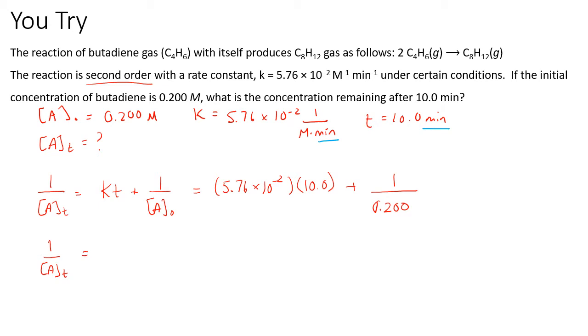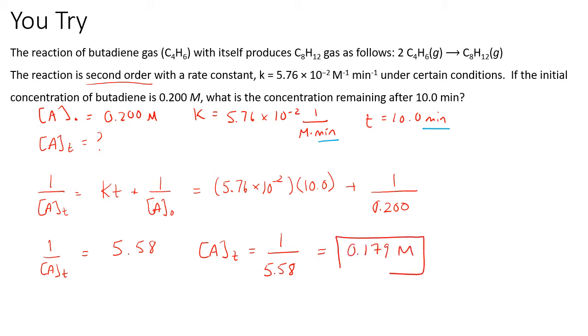So when we plug all that in, 1 over A sub t comes out to being 5.58. In order to get A_t out of the denominator, we have to take the inverse of that number. So concentration after time will equal 1 over 5.58, or 0.179 molar. And you can check and make sure that it makes sense. You got a concentration that was less than your initial concentration of 0.2 molar.